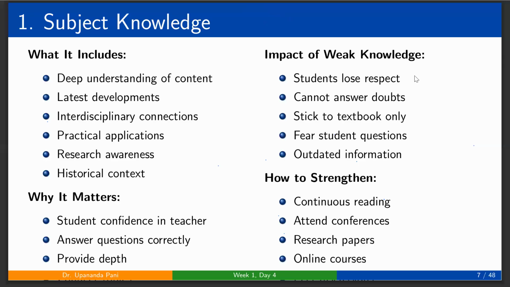Impact of weak knowledge, especially: students lose respect, because the teacher cannot answer their doubts, sticks only to the textbook, or fears student questions. Maybe the teacher will have outdated information, because it is confined to the book only.